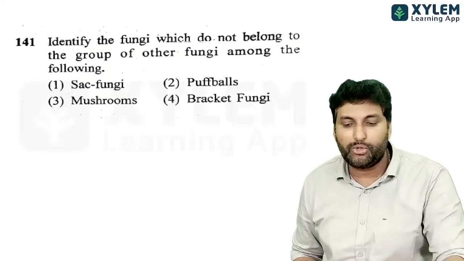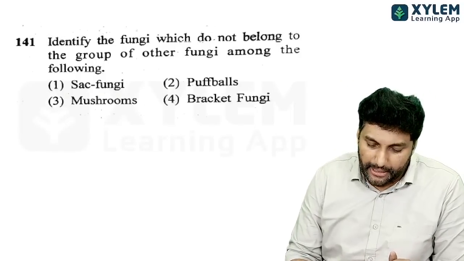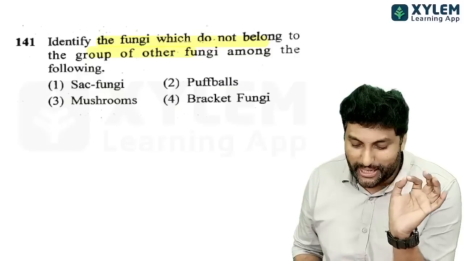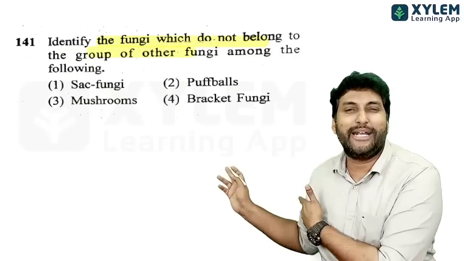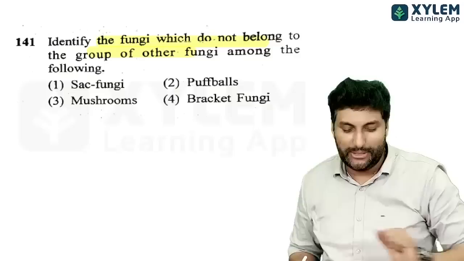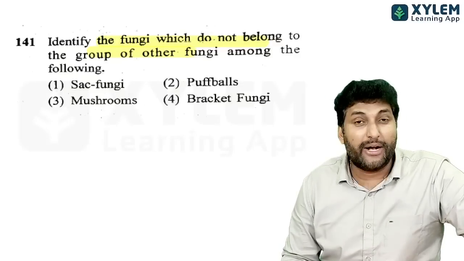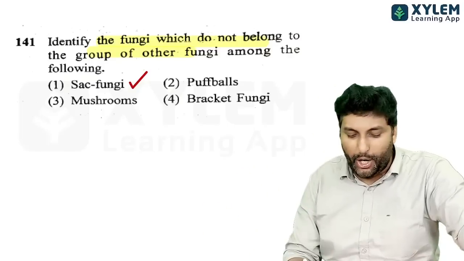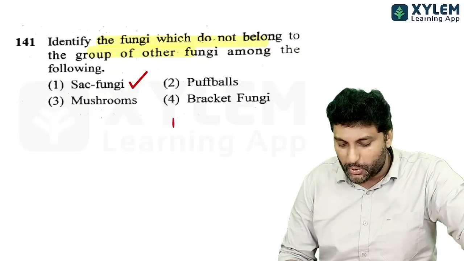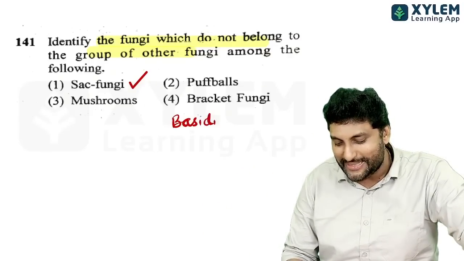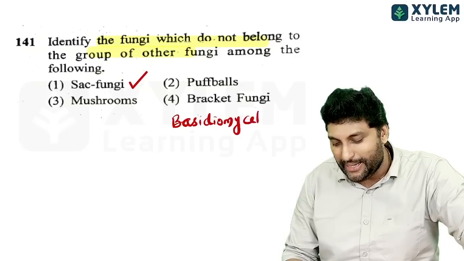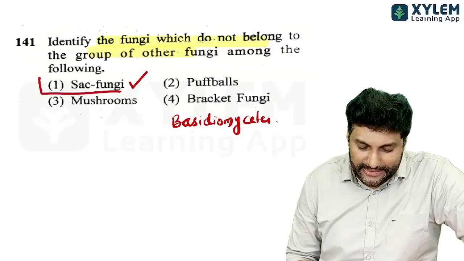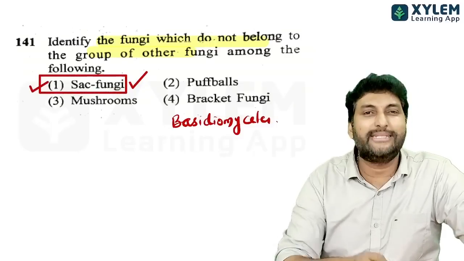Okay, let's move to the 141st one. Let's check it out. Identify the fungi which do not belong to the other group of fungi. So find the odd one out. We can see that sac fungi belong to Ascomycetes. The remaining all belong to Basidiomycetes. So only one is in the Ascomycetes group, that is sac fungi, which is the right answer.